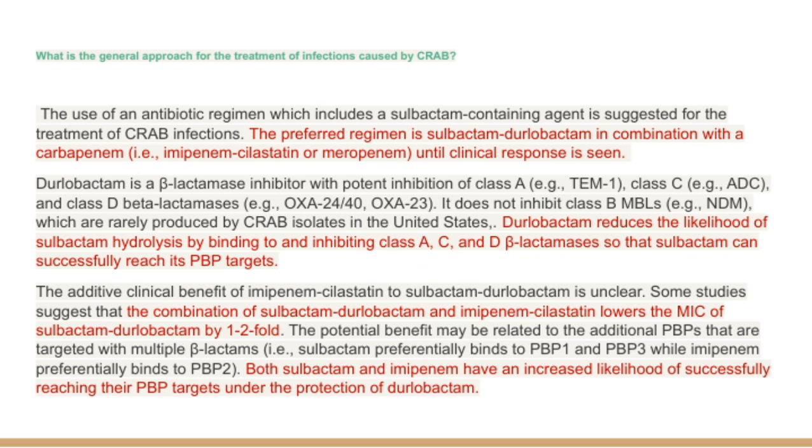So, in summary, the overall approach for CRAB infections involves using a sulbactam-durlobactam-based regimen in combination with a carbapenem, and tailoring the treatment until clinical improvement is observed. This strategy leverages enzyme inhibition, multiple PBP targeting, and optimal drug delivery to improve outcomes.